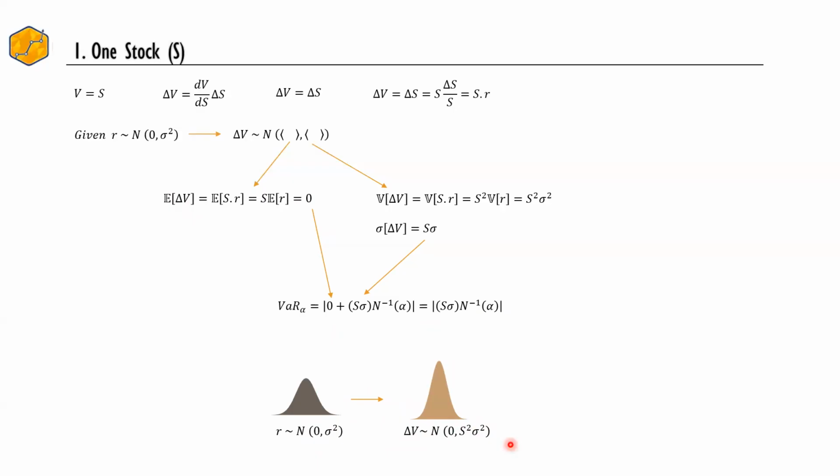All right, let's proceed. A couple more examples and we should be good. Two stocks, S1, S2. First equation, V equal to S1 plus S2. Value of the portfolio is the sum of the values of the two individual stocks. Delta V. How many risk factors are here? There are two risk factors, S1 and S2.